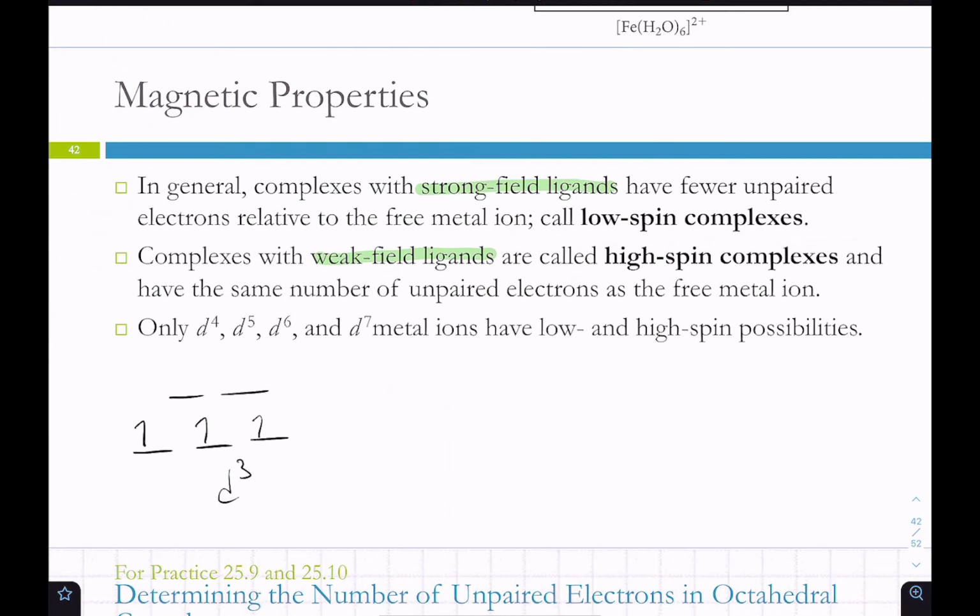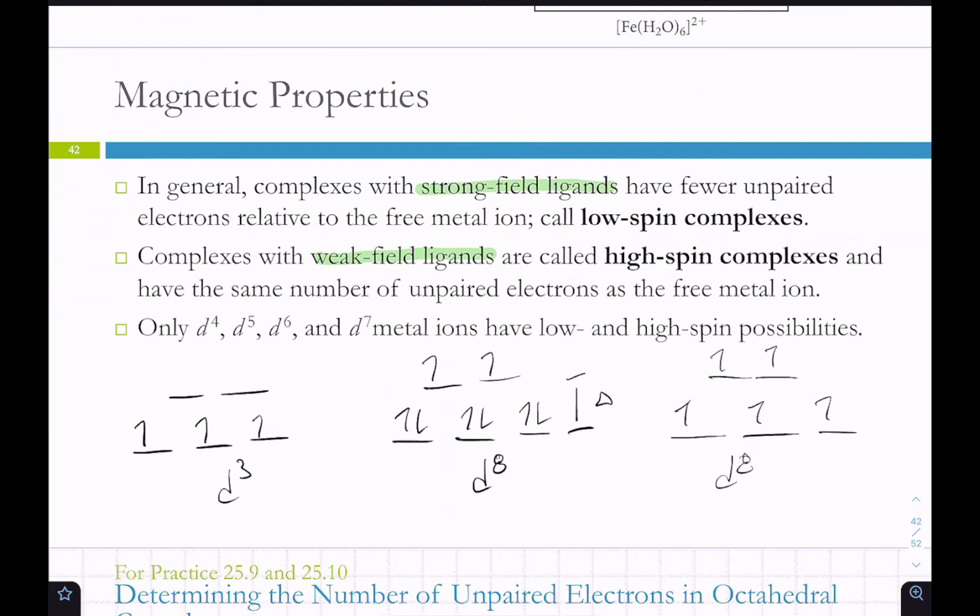If we have something with more electrons than that, like a d8, so 8 d electrons, then we still go 1, 2, 3, and whether this is a large split or a small split, we still do 1, 2, 3, and then 4, 5, 6, 7, 8. You're always going to fill it in the same way because the 2 high energy orbitals have the same energy. So there I paired up the bottom ones first. Still the d8, right? So if I go 1, 2, 3, 4, 5, 6, 7, 8, I end up with the same thing.